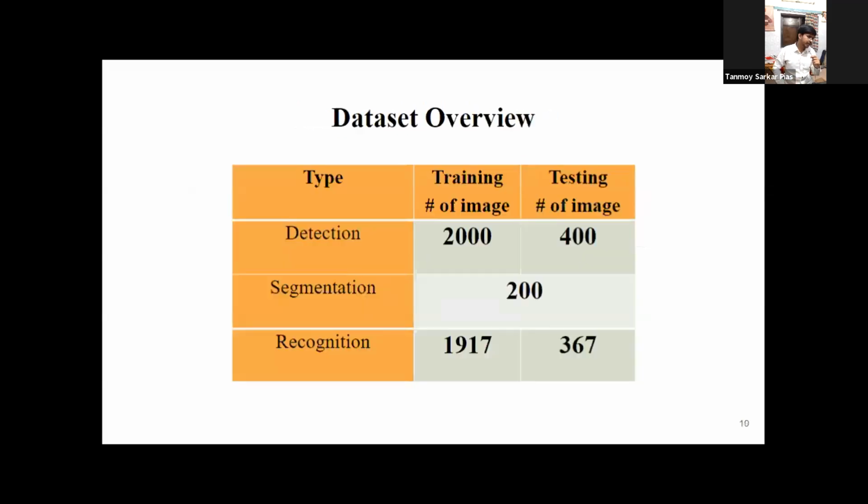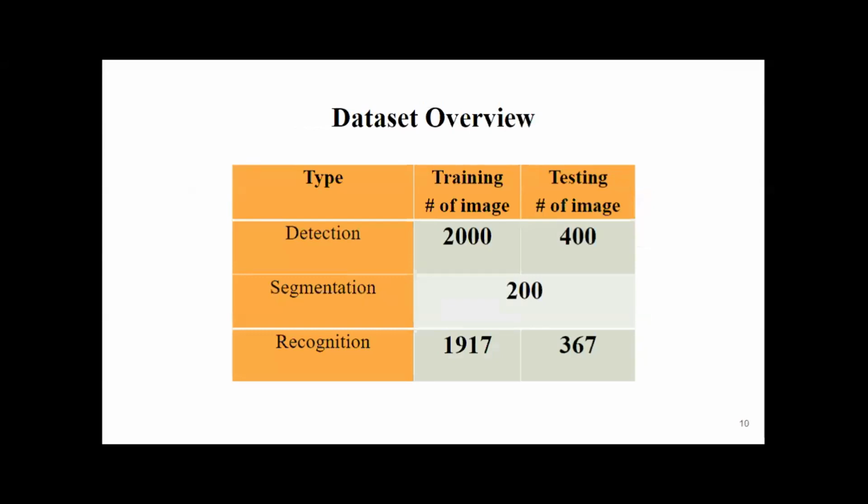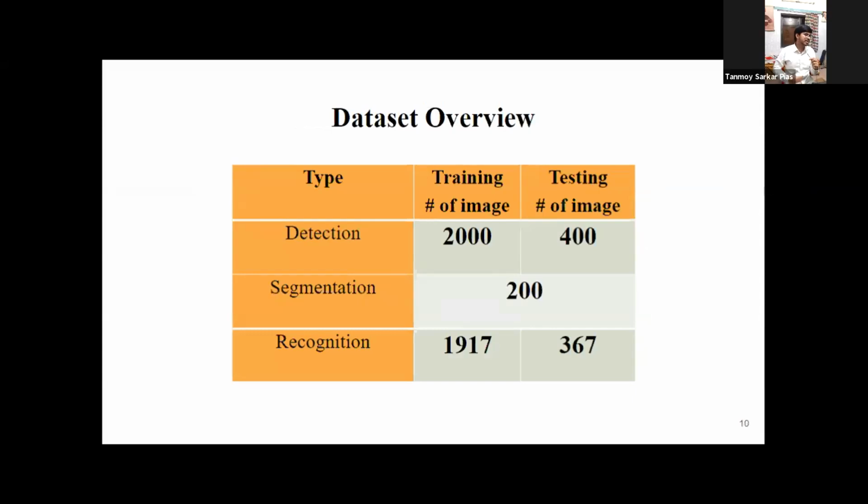For that, we introduced a dataset of 2000 images, and we collected a diverse dataset to capture most of the real-life scenarios which occur in the streets. For segmentation, we didn't use any machine learning algorithm. We used a graph-based algorithm, so there is no training or testing part. We used 200 images to test how it performs. And for recognition, we use a subset of the main dataset for recognizing the characters.